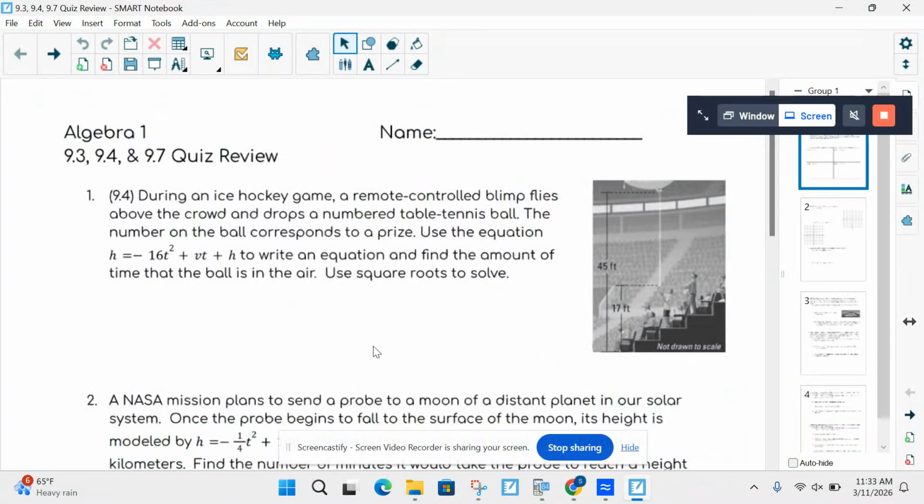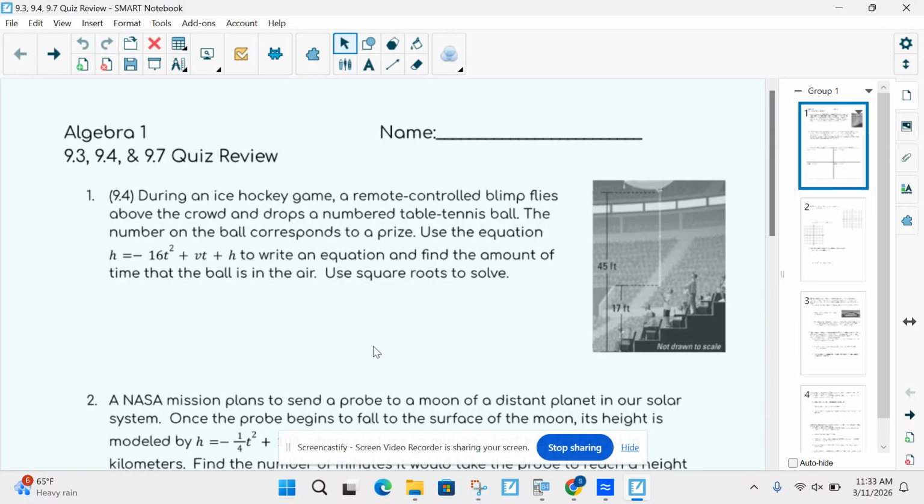All right, so for the first question, what's being dropped? A table tennis ball with a number on it that corresponds to a certain prize, and then somebody's going to catch it. The person who catches it is 17 feet above the ground, and the initial height of the blimp is 45 feet, as the picture shows.